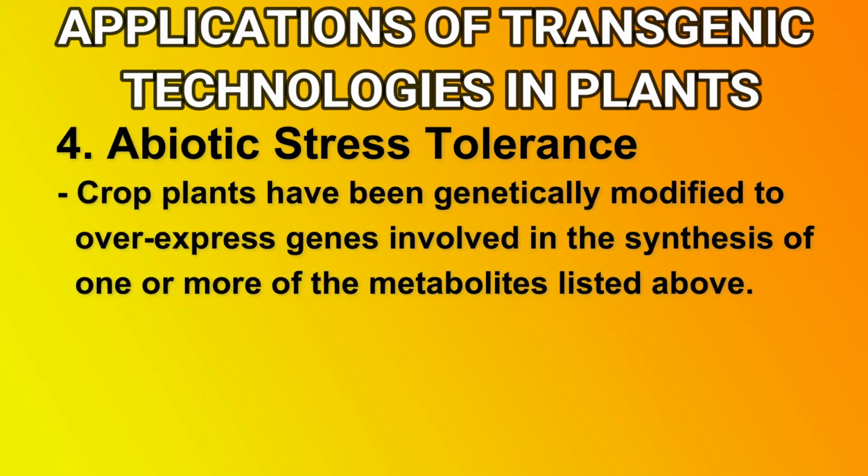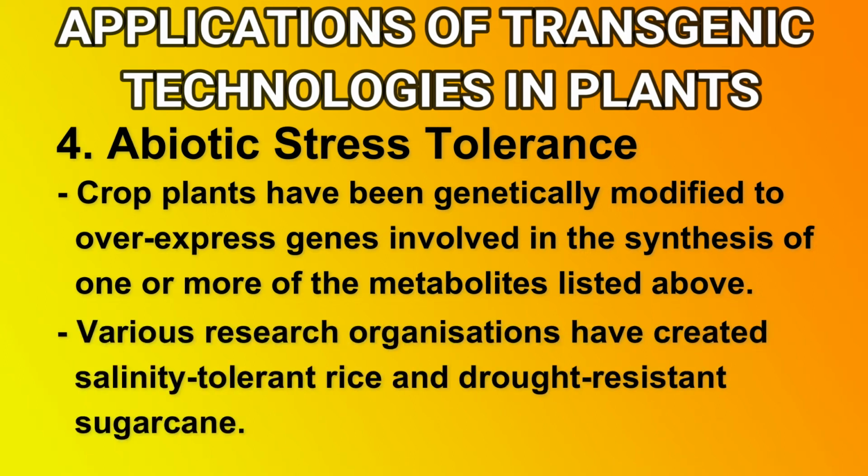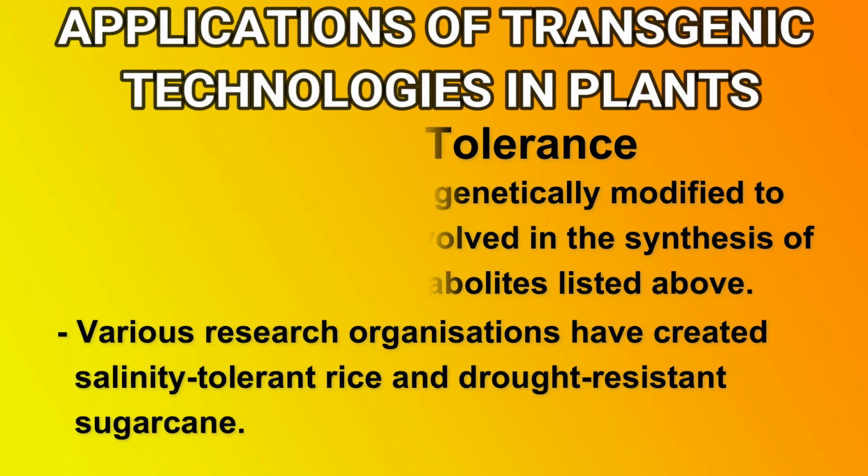Crop plants have been genetically modified to overexpress genes involved in the synthesis of one or more of the metabolites listed above. Various research organizations have created salinity-tolerant rice and drought-resistant sugarcane.